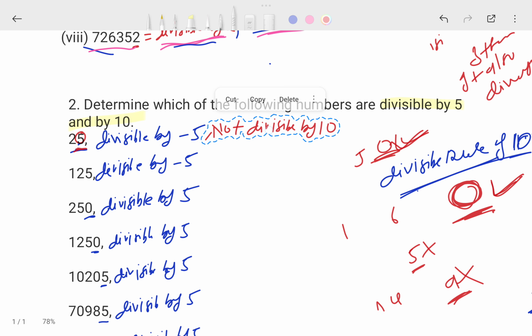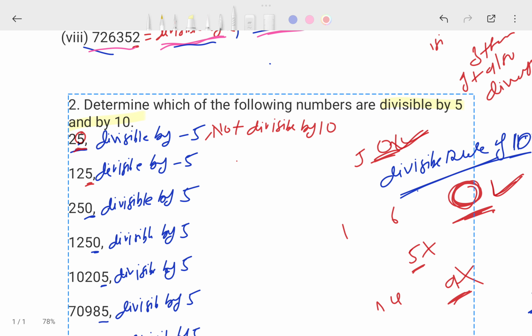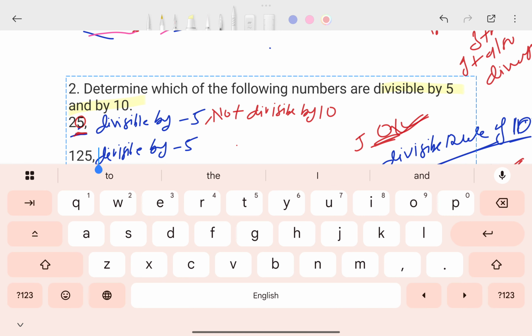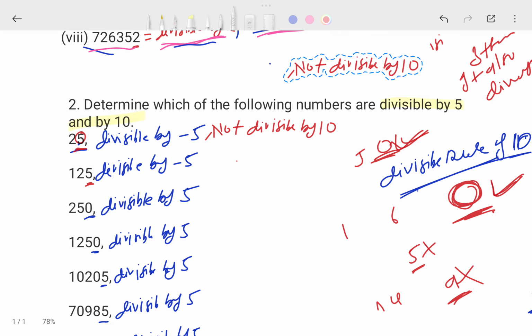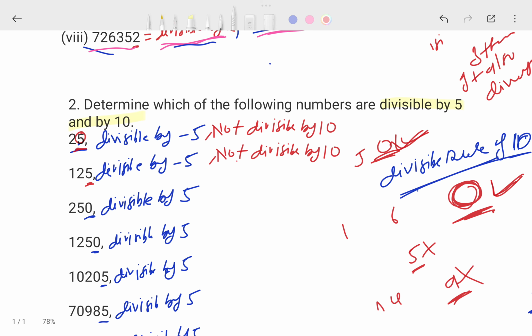Okay, so if you see here, the last digit is what? 5. It's also not divisible by 10. It's also not possible to divide here. Why? Because its last digit is 5. Here the last digit is what? 0. So it is divisible by 10.